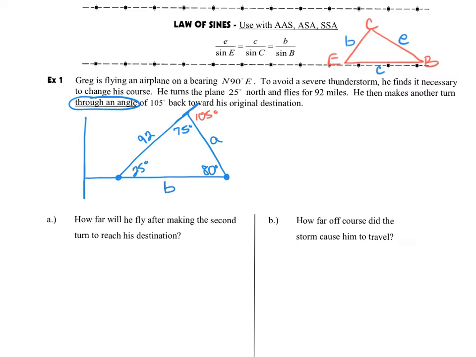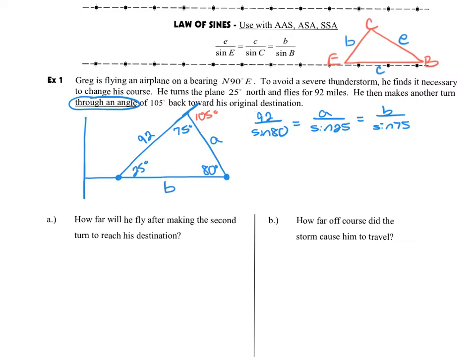And using my law of sines, I can set up my three ratios. So I can identify the fact that 92 over the sine of 80 will be equal to my side A over the sine of 25 degrees, which will be equal to side B over the sine of 75 degrees. Now, if law of sines is going to apply, one of these ratios is going to have two parts, and we can see it's right here.